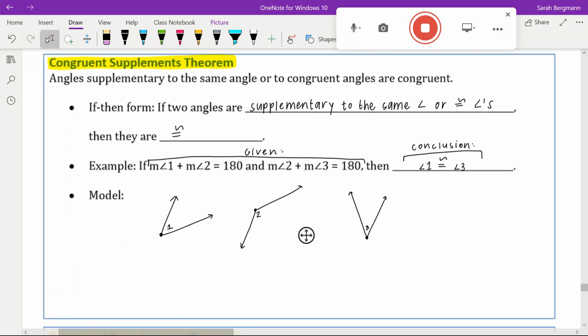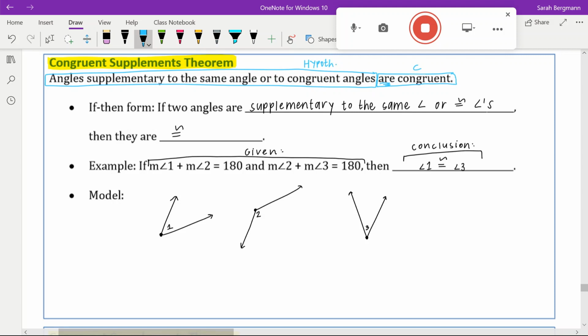Now we're going to learn a new theorem called the congruent supplements theorem. It says that angles supplementary to the same angle or to congruent angles are congruent. So let's break that down. The first part of this sentence, angles supplementary to the same angle or to congruent angles, the part before the verb, are, is the hypothesis of the statement. The conclusion of the statement is that the two angles are congruent.